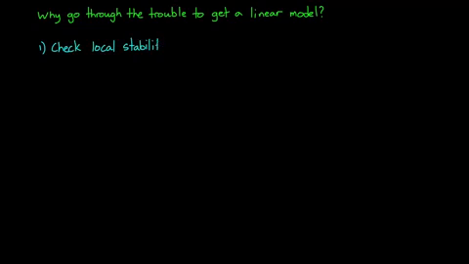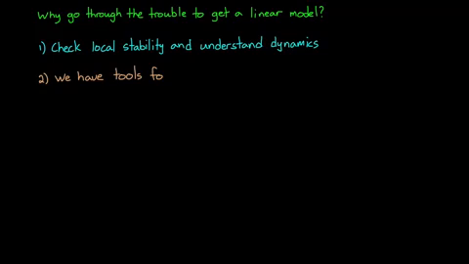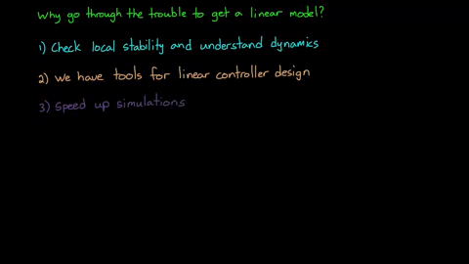So the question might be, why go through the trouble to get a linear model? Why not just stay with the more accurate nonlinear model? Well, there's at least three good reasons. One, we can more easily check local stability and understand the dynamics of a linear system than we can a nonlinear system. Two, we have a bunch of tools that we can use to design a controller for linear models. And three, you can speed up your simulation by replacing the nonlinear model with a linear one.